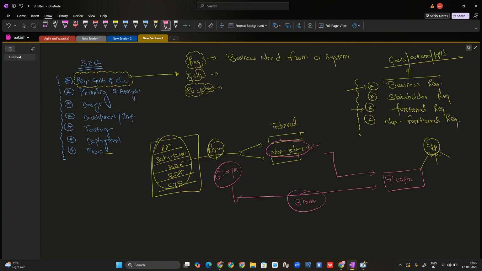Okay. समझ में आया क्या बोला मैंने? Yes. दोबारा बोल देता हूँ.